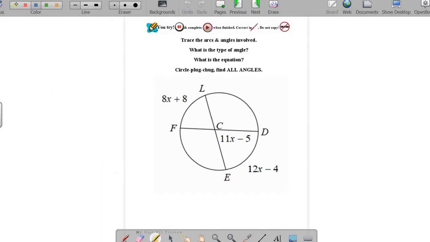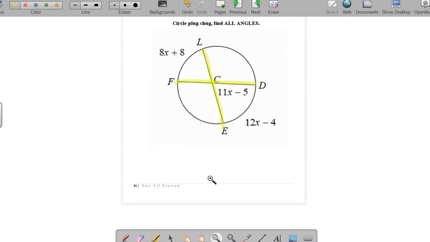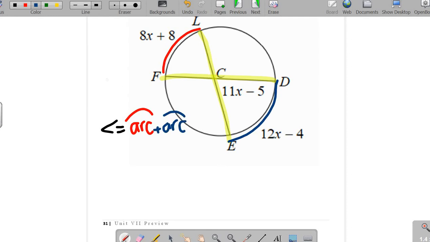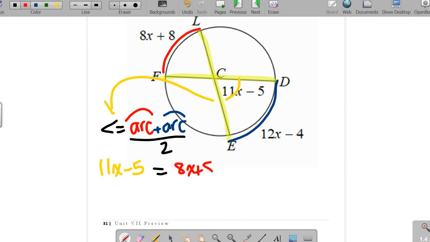So once again, the algebra: you identify the type of angle, and then you're going to write the equation very carefully, and then we do the algebra. This one is angle equals arc. This is a chord, so it's arc plus arc over 2. Circle, plug, chug. Our angle here is going to go on this side, so we have 11x minus 5 equals, our big arc is 8x plus 8. Small arc, 12x minus 4 over 2.